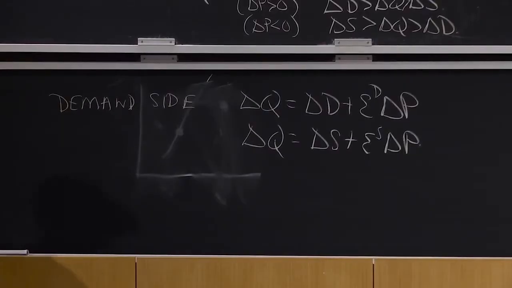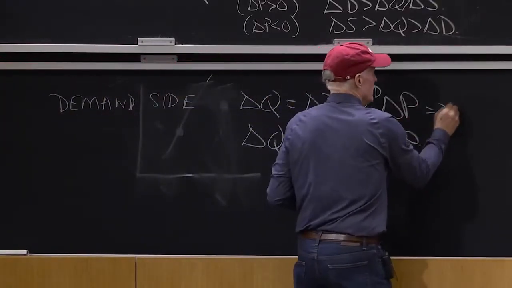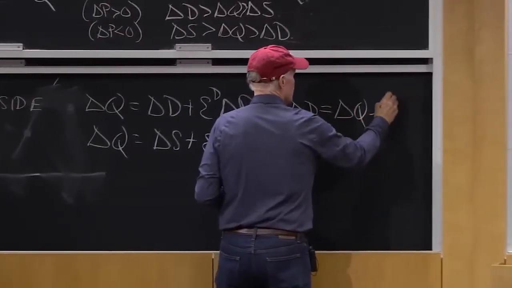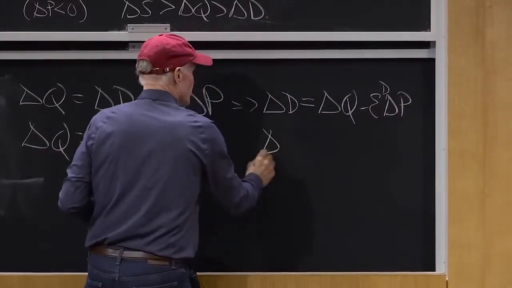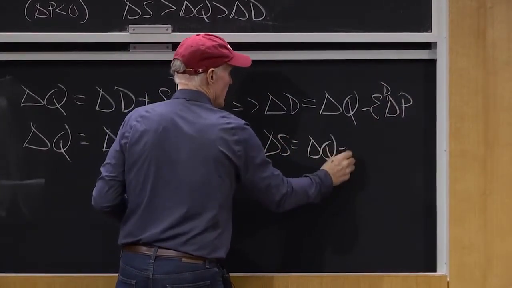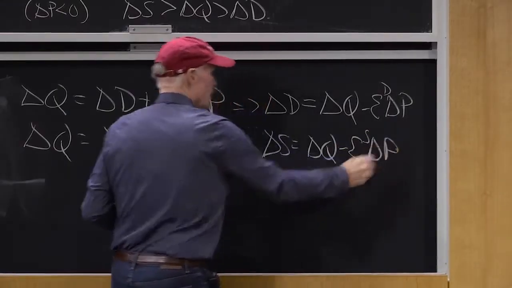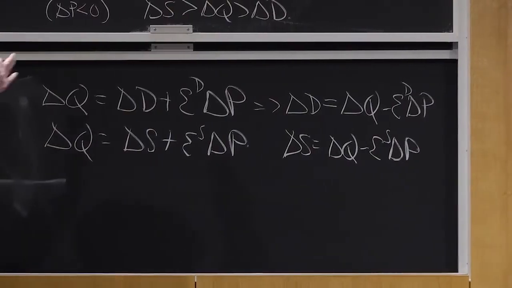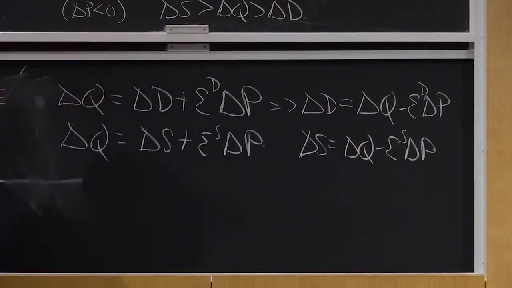So in fact, this implies delta D equals delta Q minus epsilon D delta P, and delta S equals delta Q minus epsilon S delta P. Okay? So we could back out, if we knew the elasticities, we wouldn't just have these inequalities. We could actually back out what the changes in supply and demand had to be if we knew the two elasticities. That's the basics of how you look at a market in terms of output, quantity and price changes.